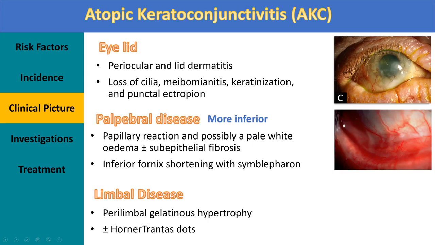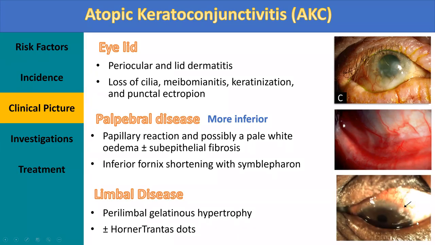For the limbal diseases, there will be perilimbal gelatinous hypertrophy. It will be similar to the Horner-Trantas dots or the limbal follicles that happen in the vernal disease. Sometimes it can present with Horner-Trantas dots, but not as commonly as in the vernal disease. So Horner-Trantas dots are more common in the vernal, but can occur in the atopic. Eyelid affection is more common in the atopic, but can happen in the vernal. Okay, so these are for the conjunctival and lid affection.